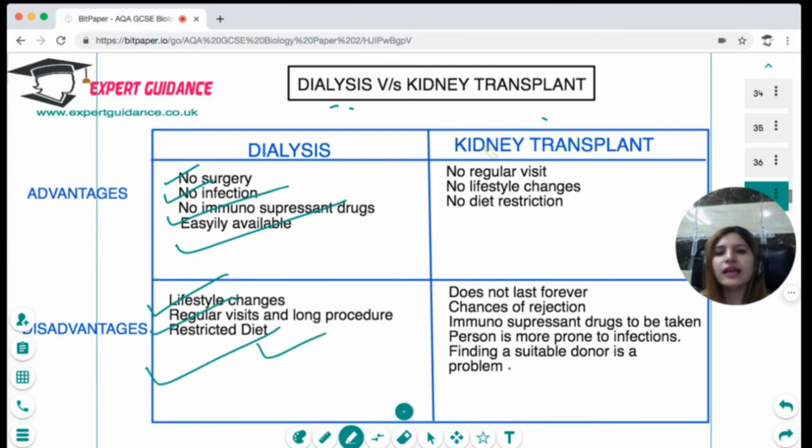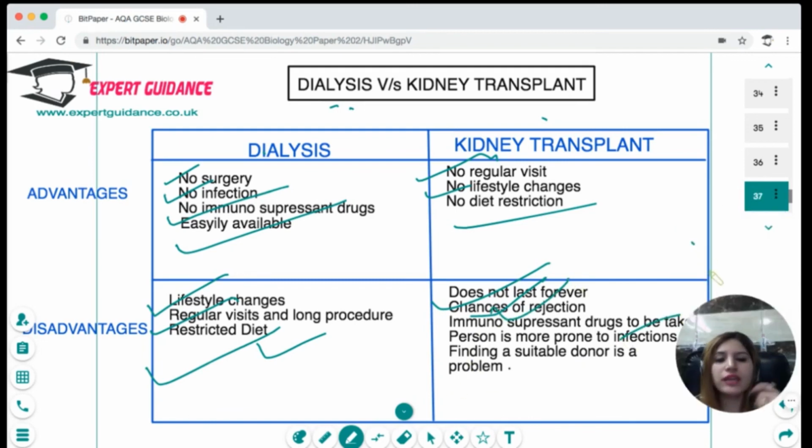On the other hand, kidney transplant does not require any lifestyle changes, no diet restriction, no regular visits, but it does not last longer. There are chances for rejection. Immunosuppressant drugs need to be taken. The person is more prone to infection, and finding a suitable donor is a big problem.